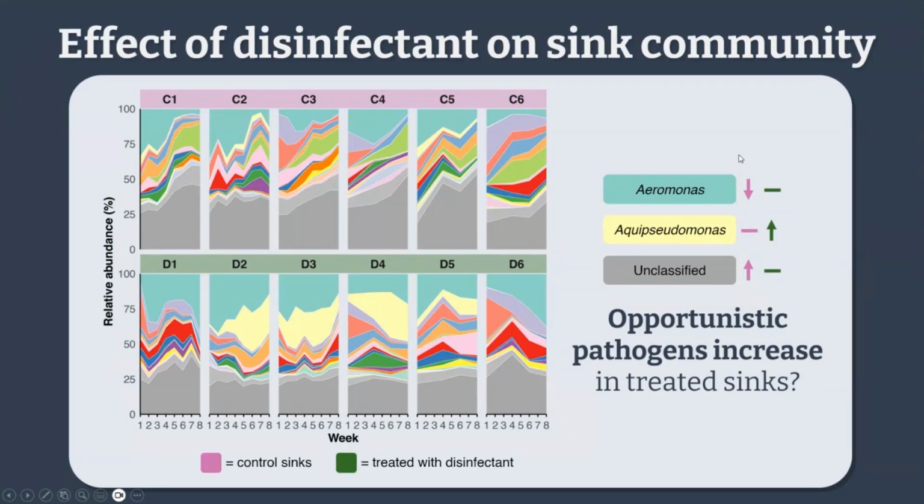Aeromonas is an opportunistic pathogen that's often found in hospital sinks. Then in yellow, we've got Aquapseudomonas, which is very closely related to Pseudomonas, an opportunistic pathogen that is often found in sinks and is known to cause infection from hospital sinks. We see that in the disinfectant-treated sinks, the Aquapseudomonas greatly increased during the experiment, but we didn't see that in the control. So the communities definitely differ when treated with disinfectant, and it seems that opportunistic pathogen species are increasing in abundance compared to without disinfectant.